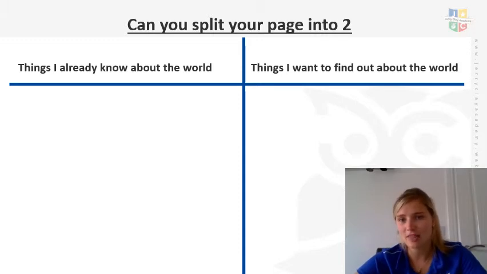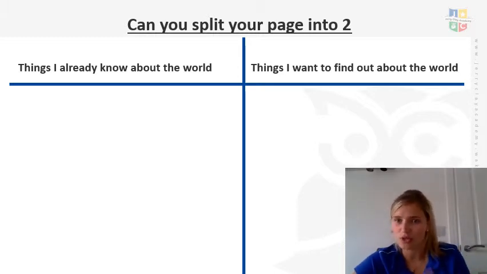Then I would like you to tell me things I want to find out. So anything that you think, oh, I wonder about this, or I wonder about this. So I'd like you to tell me, because then what I will do is once you share these with me on Seesaw, I can then plan the next 4 weeks of learning so that we can cover what you'd like to find out, rather than just be me telling you something that you want to know as well.